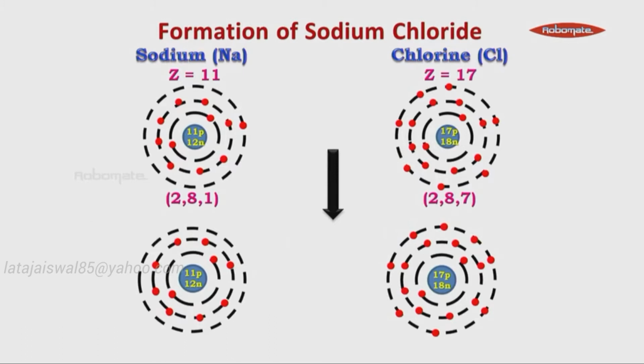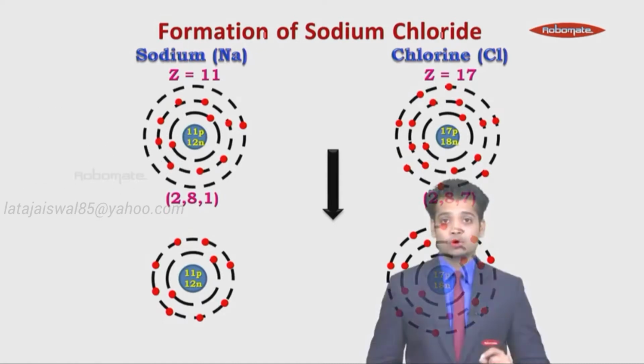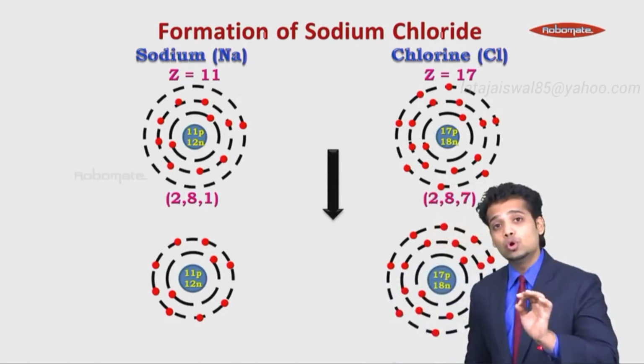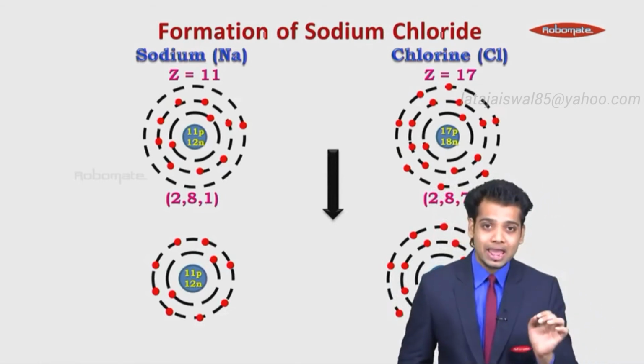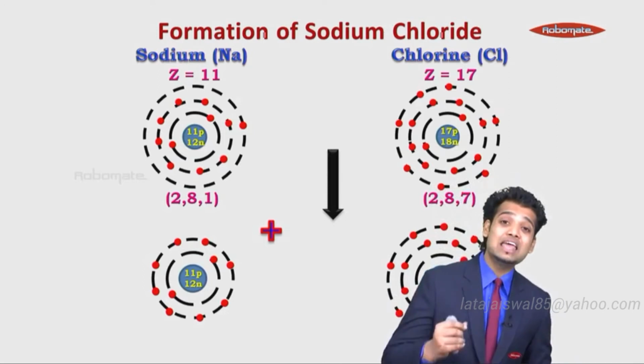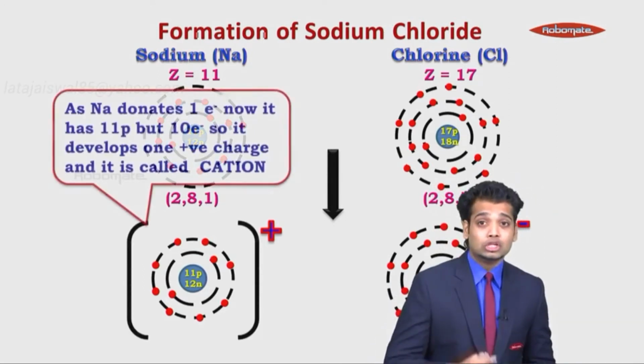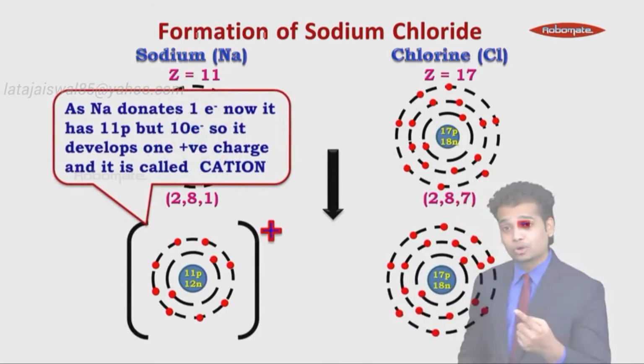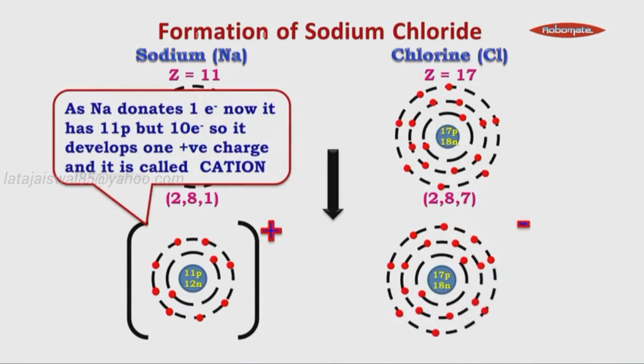Na, if it has given the electron, will that orbit sustain? The orbits are imaginary. So Na will have the electronic configuration of 2, 8, whereas chlorine will have 2, 8, 8. Both became stable. But Na has 11 protons and 10 electrons. So as Na donates 1 electron, now it has 11 protons, 10 electrons. So it has developed a positive charge and it is called a cation.